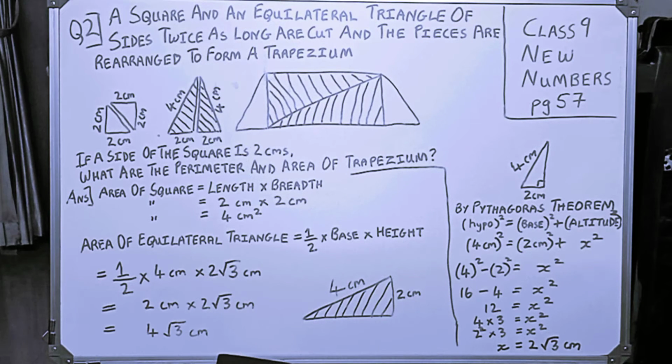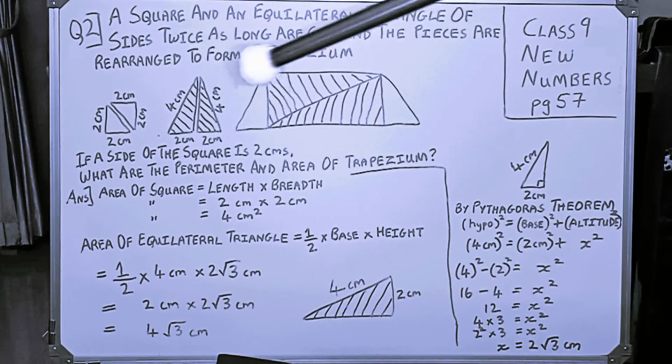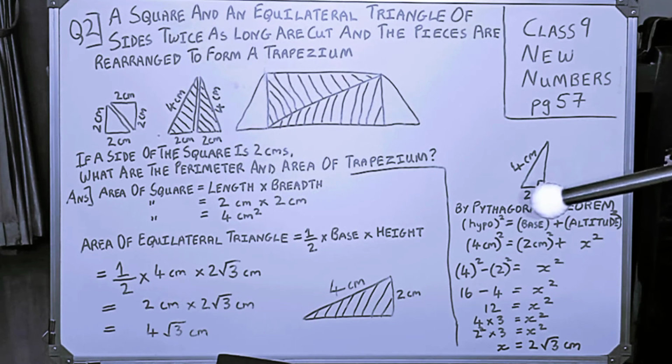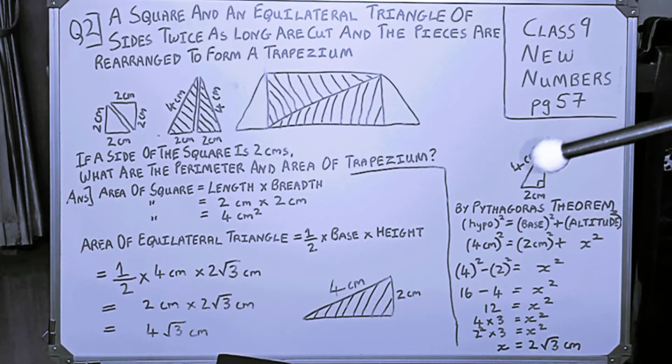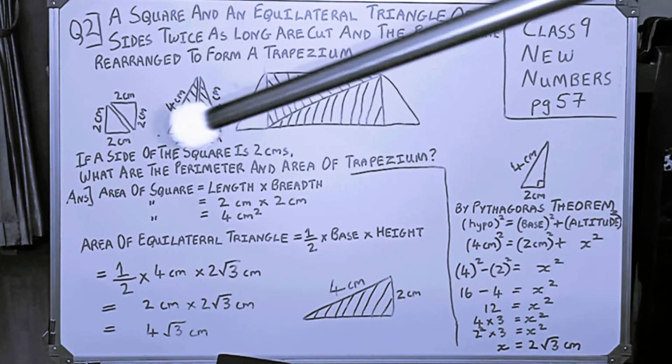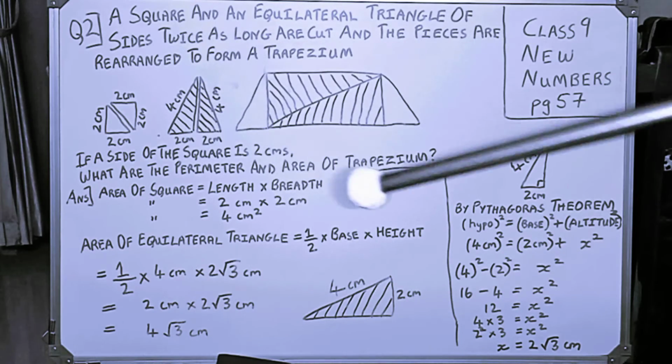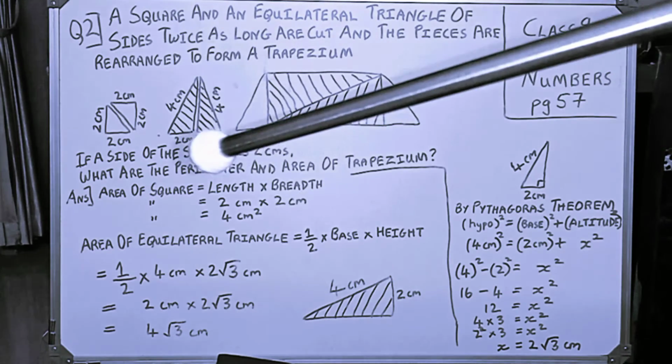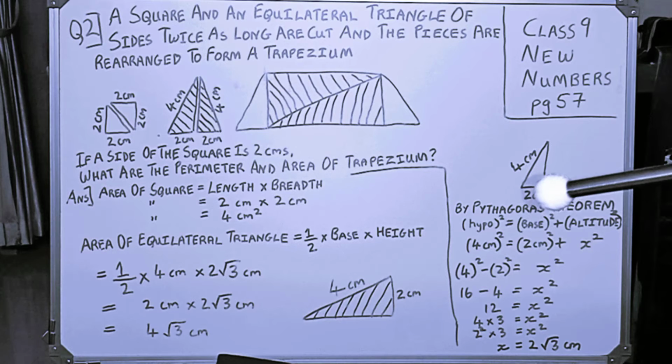Okay, now what we need to do is that you can see over here in the second picture of the equilateral triangle, this same figure I have brought it over here. You can see this side is the hypotenuse, the side opposite to 90 degrees. Here also the same thing, and 2 centimeter is the base.